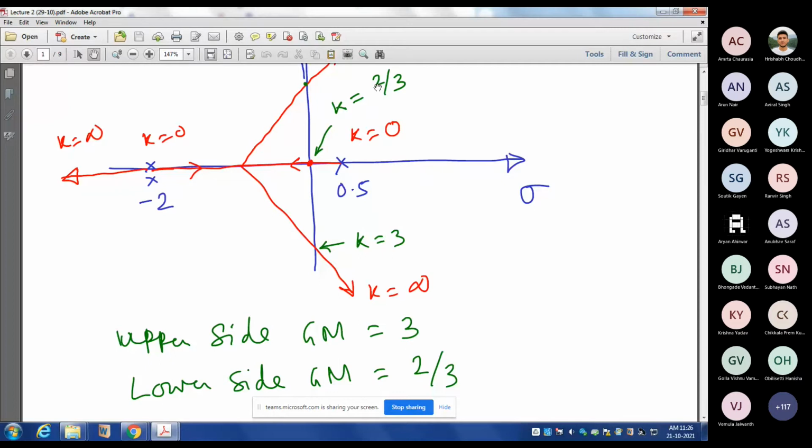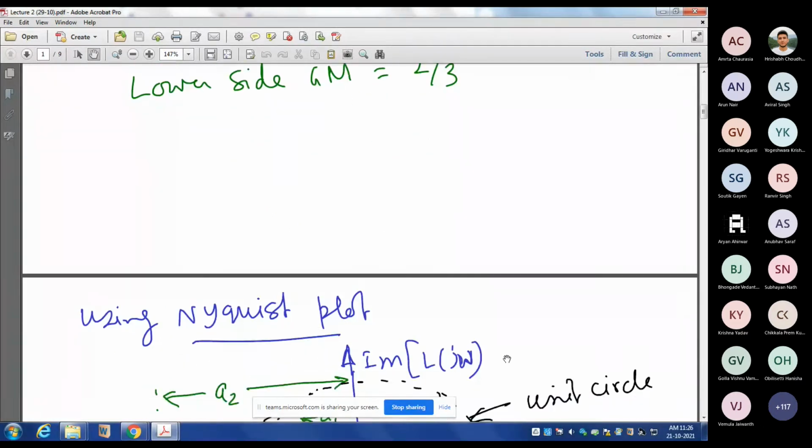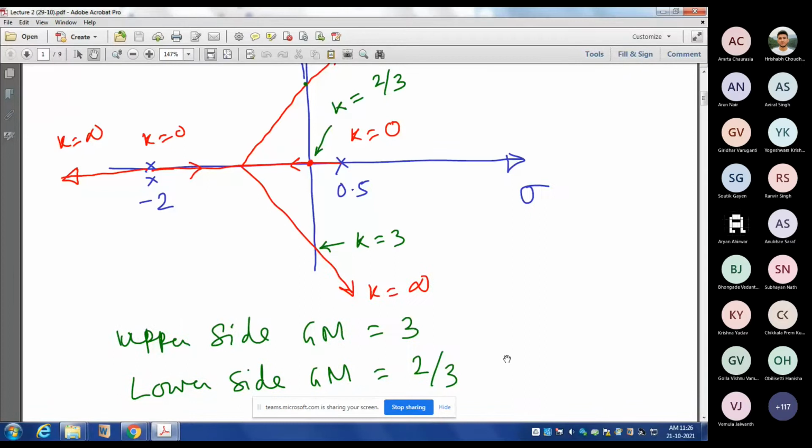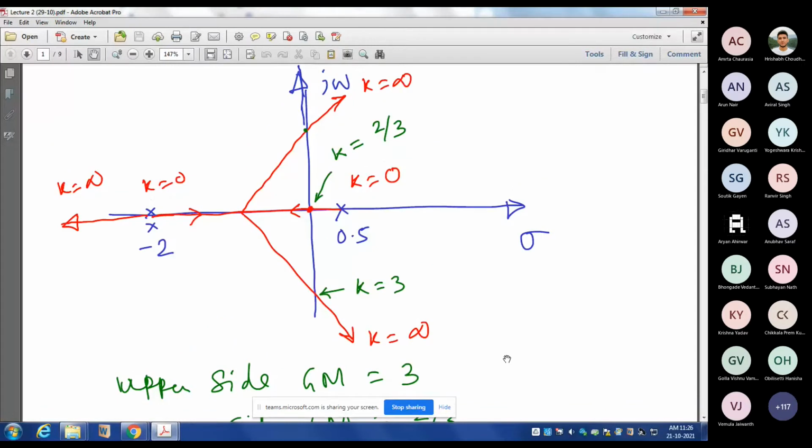This is the way to find gain margin from root locus. It is a very easy method to determine gain margin using root locus. I do not know whether this concept was given to you earlier or not, but this is a very nice idea. It is easy to use root locus to determine the gain margin of a feedback system. But phase margin you cannot find from root locus. For that you need frequency response.